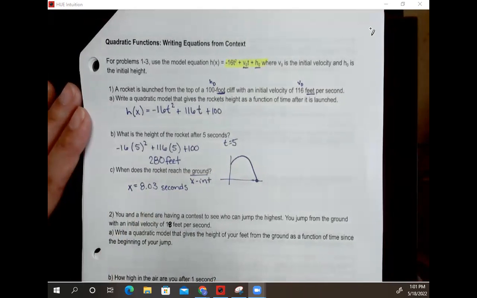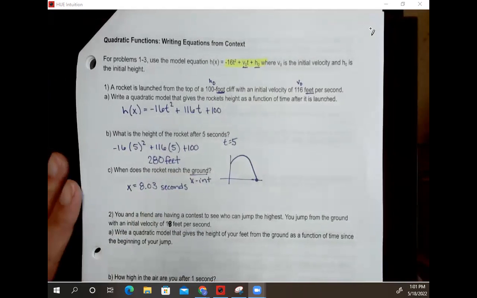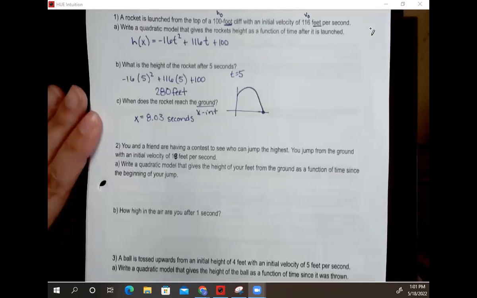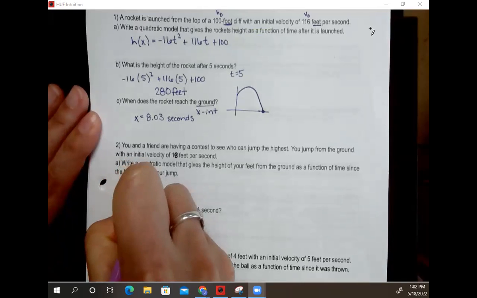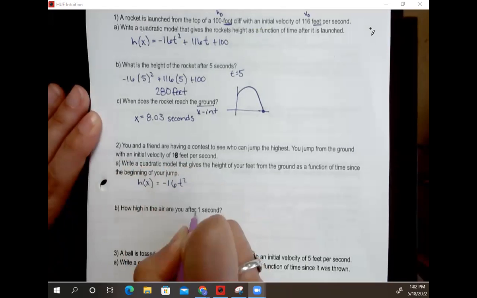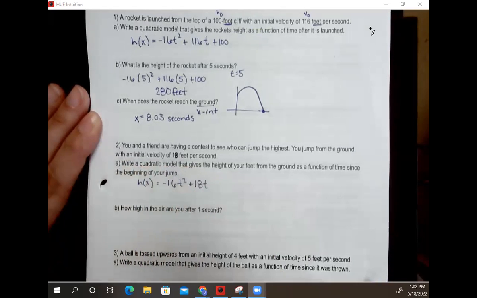For number 2, you and a friend are having a contest to see who could jump the highest. So now you are the projectile. You jump from the ground with an initial velocity of 18 feet per second. So we're going to use, again, that model at the top of our page. And our function would be h of x equals negative 16 t squared. They give me my initial velocity is 18, so 18t.